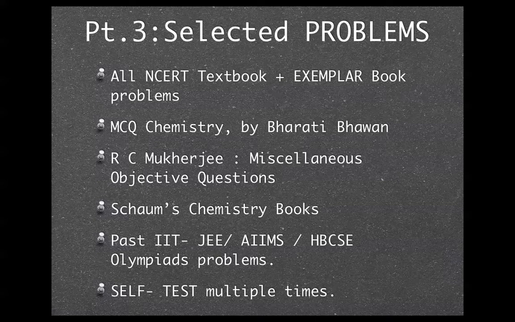Now the most important part: you need to solve at least the last 5 to 10 years of all the IIT JEE, AIMS and Homi Bhabha Centre for Science Education Olympiad problems. These problems very much influence and decide the pattern of the next paper that is going to be set by the professors. So the past papers are very critical. And last but not the least, whatever you study or whatever problems you solve, do revise it multiple times. That is very important.